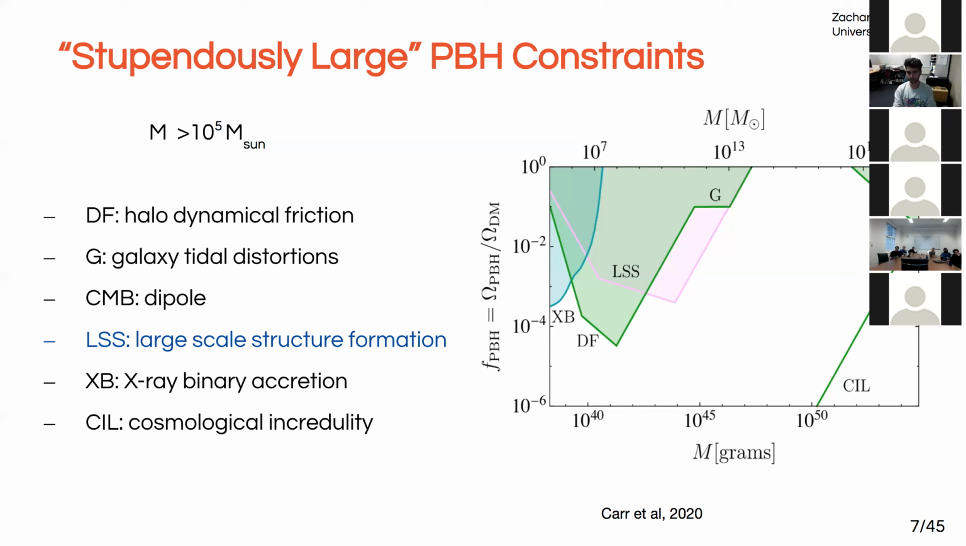And finally, if there's accretion onto it, we might be able to see it in X-rays. And then the final sort of fun limit is this cosmological incredulity limit, which is pretty much, you don't want the black hole to be larger than the mass of the universe inside the universe. It is essentially just that. And so that lives down here at the really high mass range.